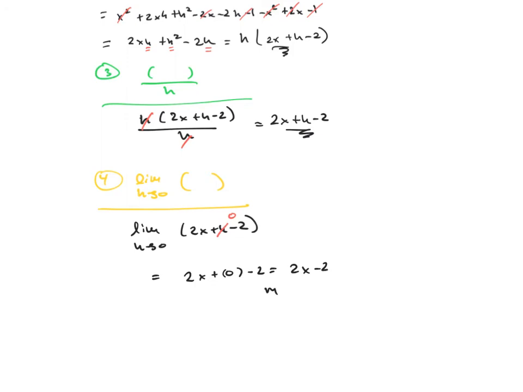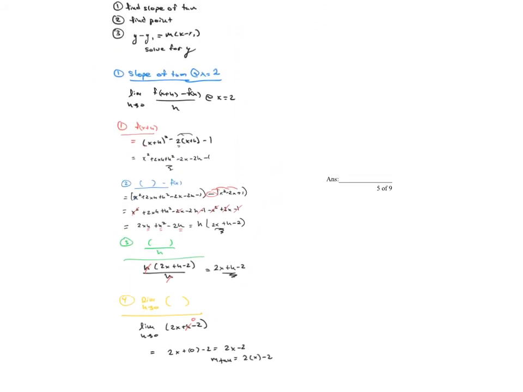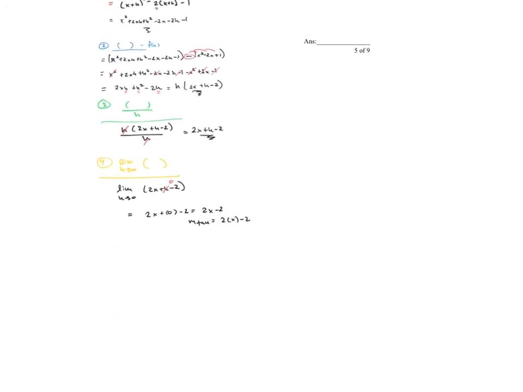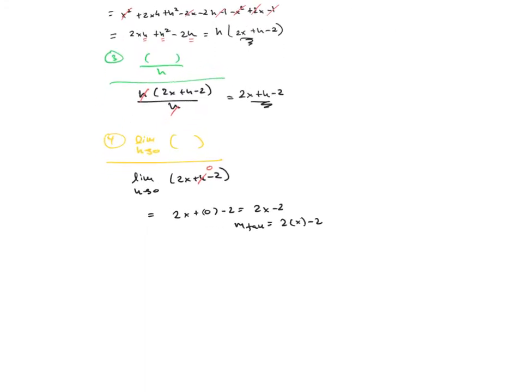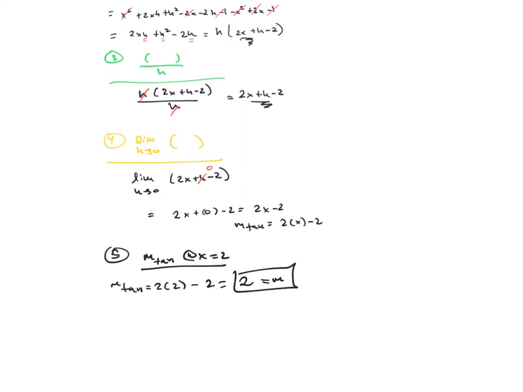So what's the slope of the tangent line? At any given point, it'd be 2 times whatever that x value is, minus 2. But we had a very specific point that we were talking about, right? We were talking about when x equals 2. So I'm going to plug in x equals 2. So number 5, find the slope of that tangent line at x equals 2. That'd be 2 times 2 minus 2, which is 4 minus 2, which is 2. So the slope of that tangent line, again, is 2.